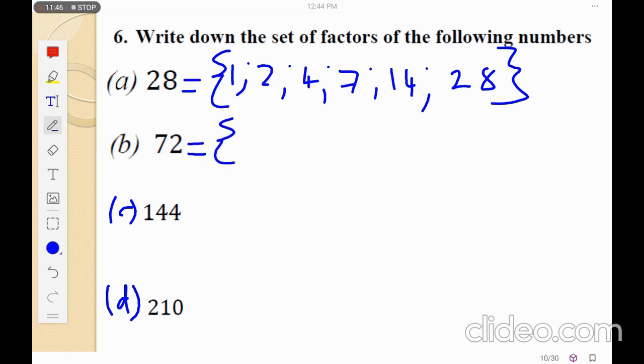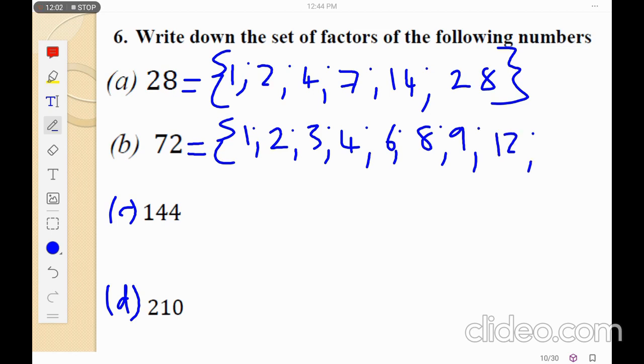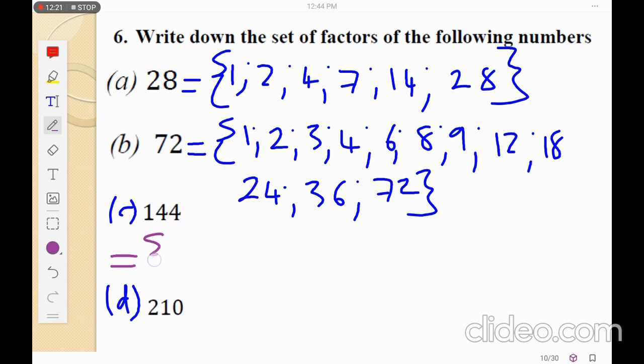72 factors, I've got 1, 2, 3, 4, 9, 12, 18. Okay, 18. I also have 24, 36. 36 can also go there, and also 72. Okay, so these are the factors for this one. Okay, let me go down to the next one. 144, its factors are going to be many.